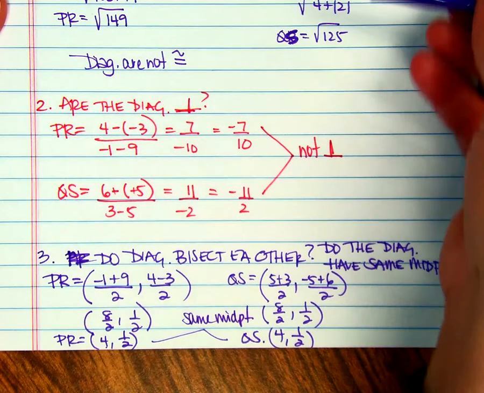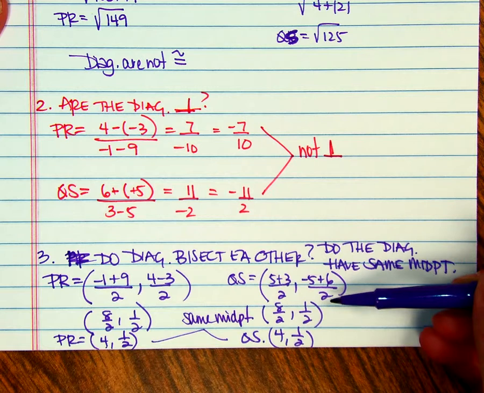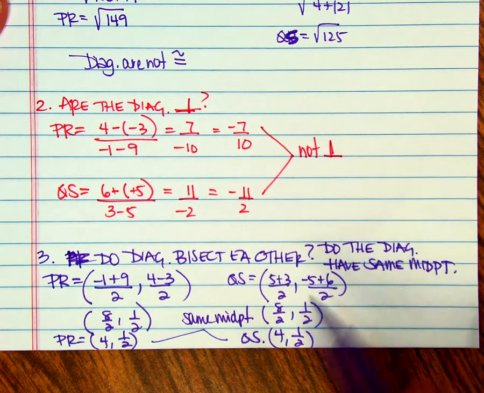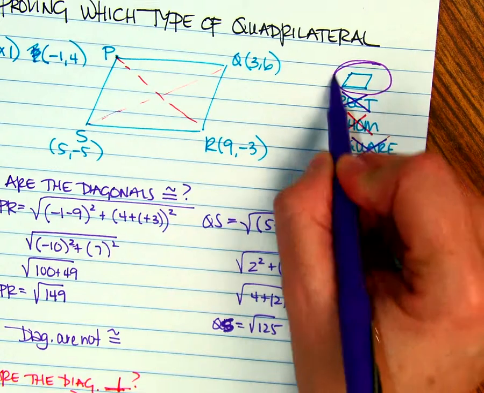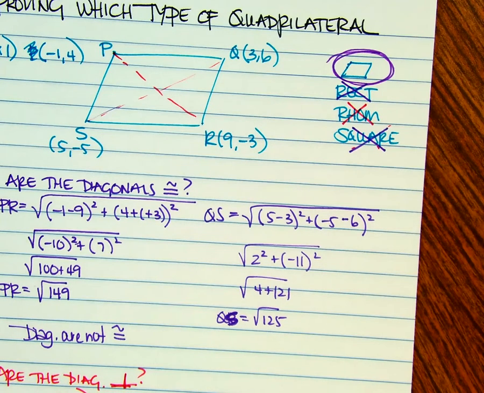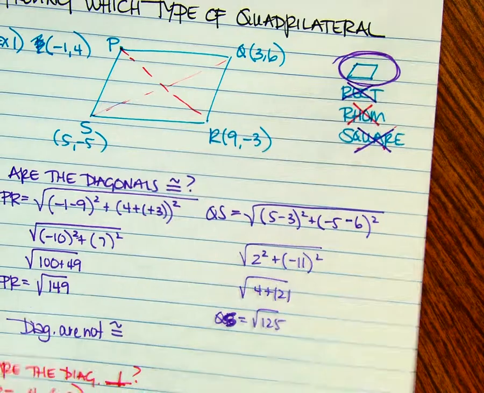So I have shown all the work as to why I have ruled things in and ruled things out. Because they have the same midpoint, I have confirmed that it is in fact a parallelogram. So that is example 1. Notice they take a little bit of time and thought.